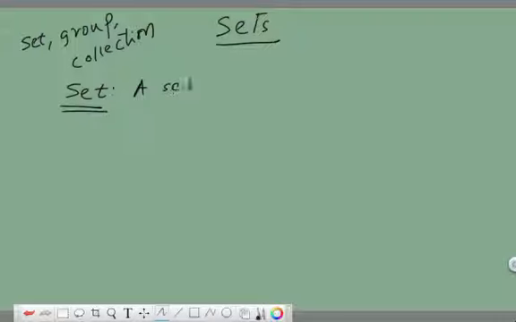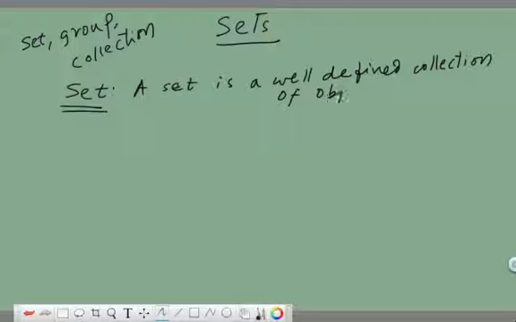A set is a well defined collection of objects. So let's focus on this word well defined. A well defined collection is something which is not ambiguous or confusing.